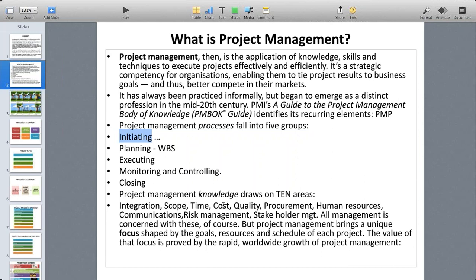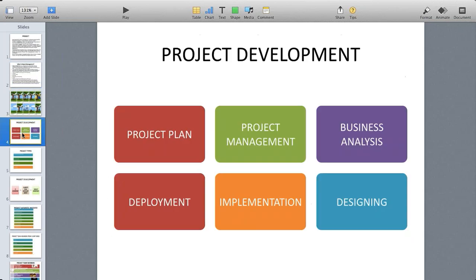Not in cost management, but you can help in scope management. You can tell the manager that this project may take this much time, something like that. Time management you can do, but not cost management and other things. Next, all management is concerned with this, but project management brings a unique focus shaped by goals and resources. The value of that focus is proved by the rapid worldwide growth of project management. It's a successful model.